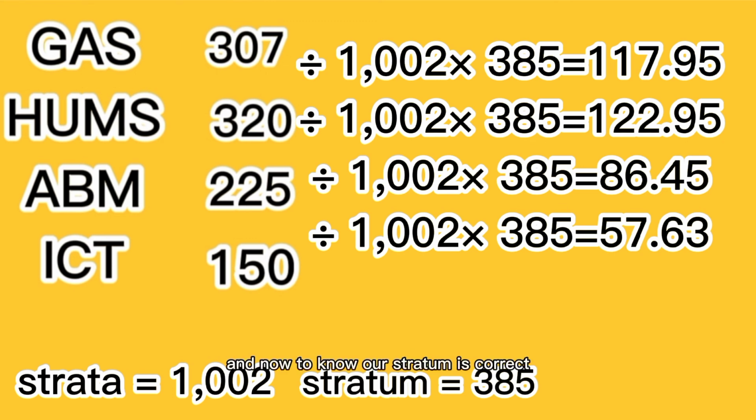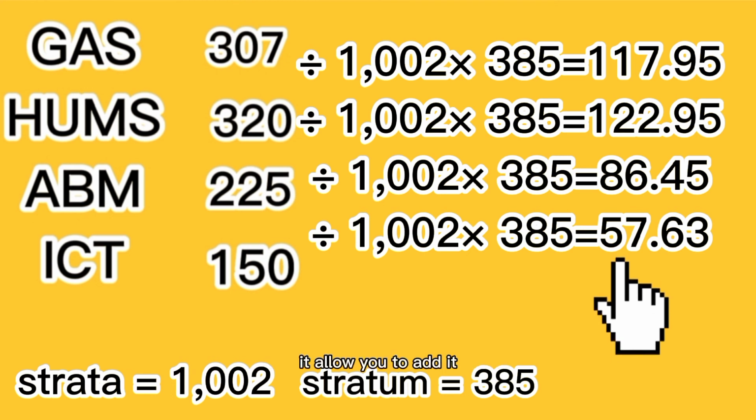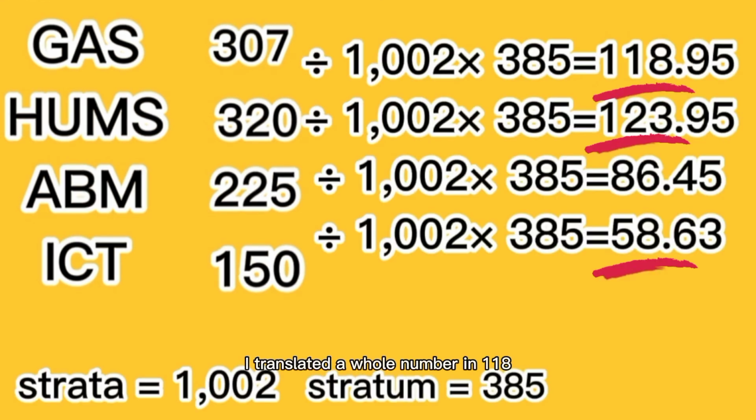And now, to know if our stratum is correct, we will add all the samples that we get in the strands. But when you solve it and it is not exact, you are allowed to adjust it. For example, in my case, I added 3 to make it exact. For example, 117.95, I translated it into a whole number, 118.